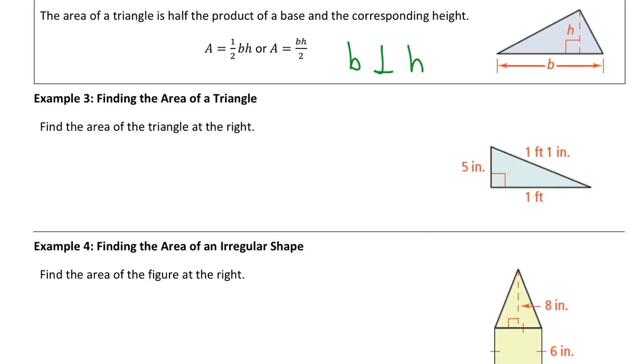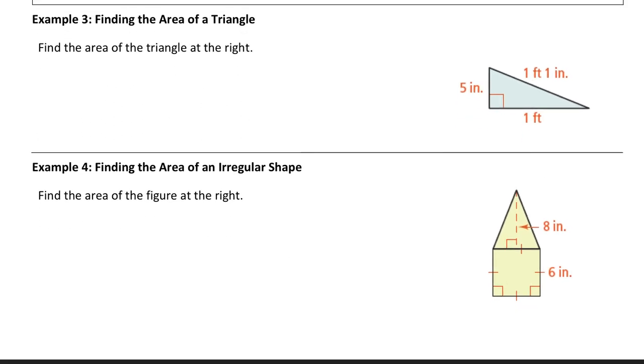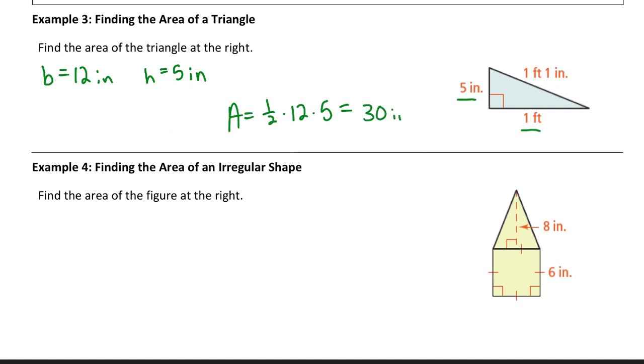So in example 3, finding the area of this triangle, we have to be careful because if you notice, the base and the height are not in the same units. So what I would say is the base of this triangle is 12 inches, the height is 5 inches. So what I did was I converted that 1 foot to 12 inches. Area of a triangle is a pretty basic formula. 1/2 times 12 times 5. If I do this in order, 1/2 times 12 is 6. 6 times 5 is 30. So this has an area of 30 square inches. And that's it.